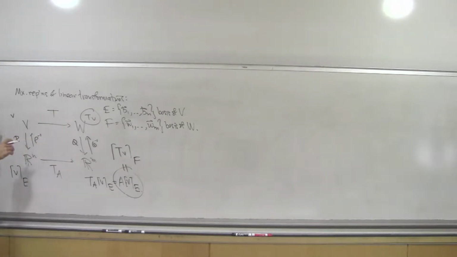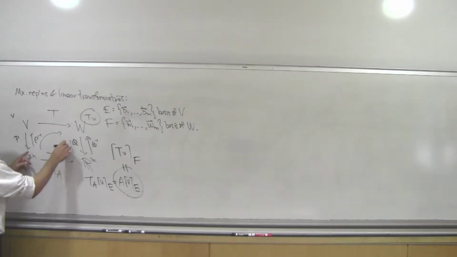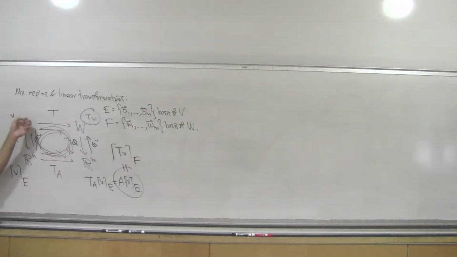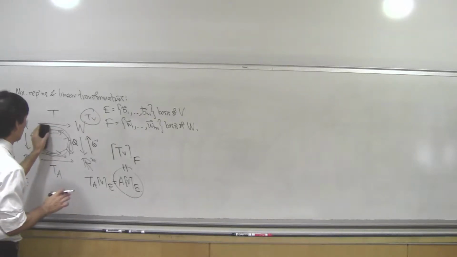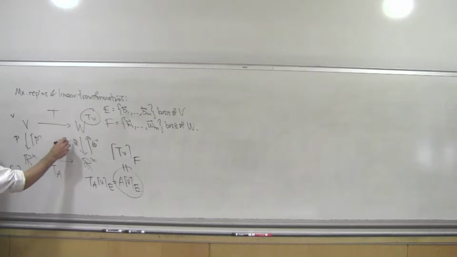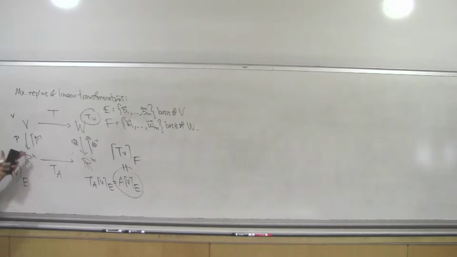So this diagram really commutes. You could go this way and this way, this way and this way. As long as you start and end at the same place, you get the same thing. So that's the point of creating this matrix representation. This is really the same thing as this, just in its own Euclidean world, as opposed to this abstract vector space world.